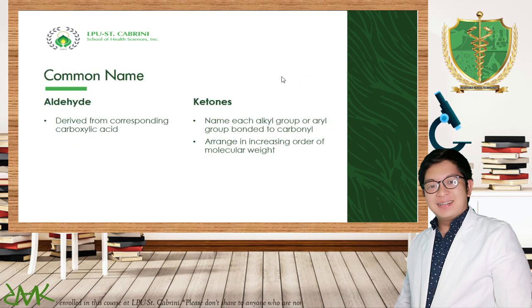Now, how about our common names? Now take note of this. The common names of aldehydes are basically derived from the common names of the corresponding carboxylic acids. Let's say for example, take note guys, let's say for example, for our methanol. So let me write.